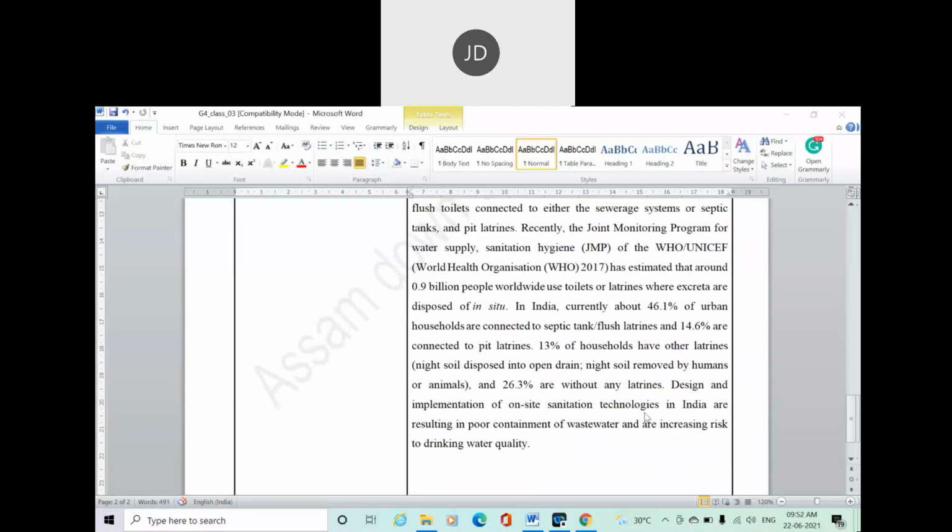So the improper design and implementation of on-site sanitation techniques in India is resulting in poor containment of wastewater and increasing the risk to drinking water quality. Not properly designed sanitation, and not providing a proper wastewater system, also affects drinking water quality, since there is a possibility of groundwater pollution.